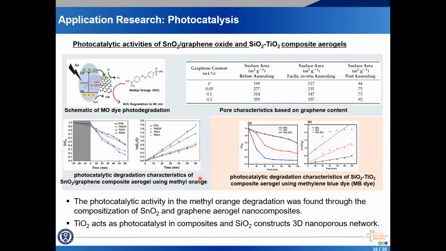In this study, a homogeneous dispersion of graphene oxide flakes in a tin oxide precursor solution results in the formation of a uniform nanocomposite. The chemical interaction between the tin oxide aerogel matrix and graphene oxide functional groups was confirmed. The photocatalytic activity of these nanocomposites in the degradation was found to be accelerated through the composite formation.